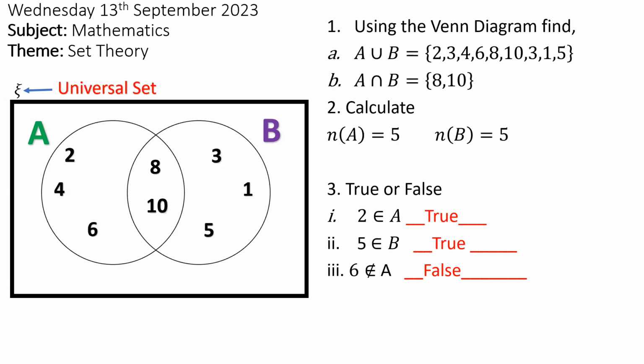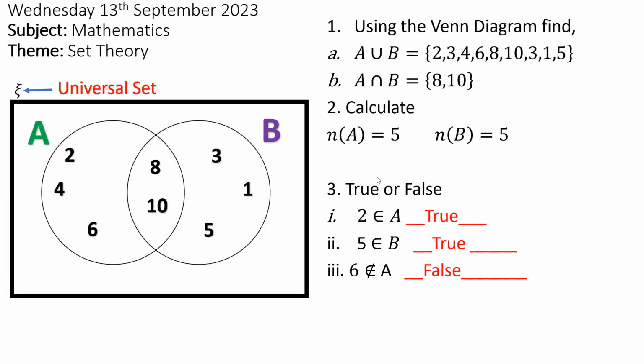Shadman, what is the number of elements in B? The number of elements in B is 5. Very good, it's 5. Why is the number of elements in B 5? Because when you look in the circle with B, it's 3, 1, 5, 8, and 10. Very good. Those are the elements: 3, 1, 5, 8, and 10.